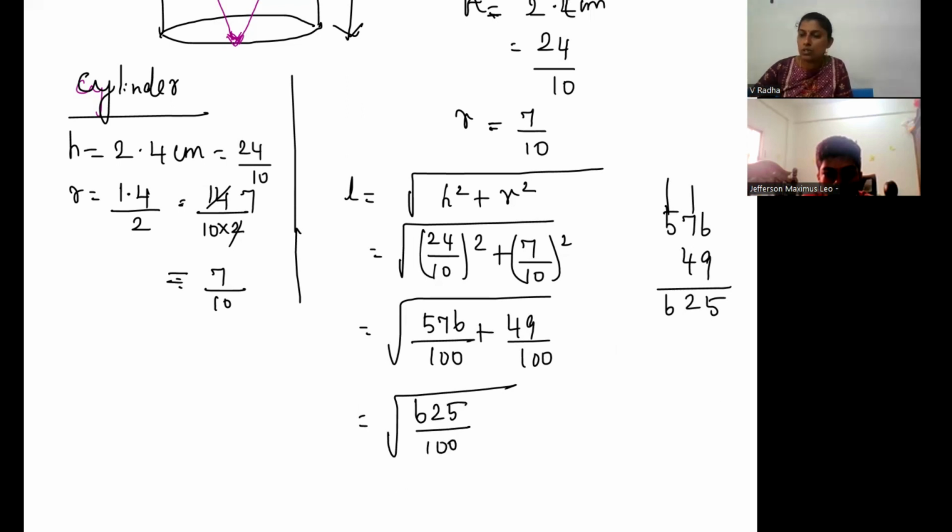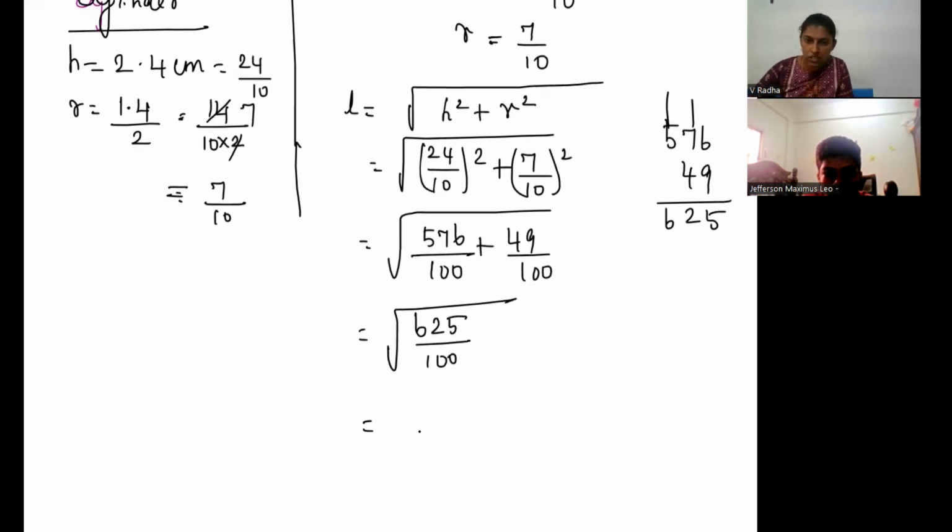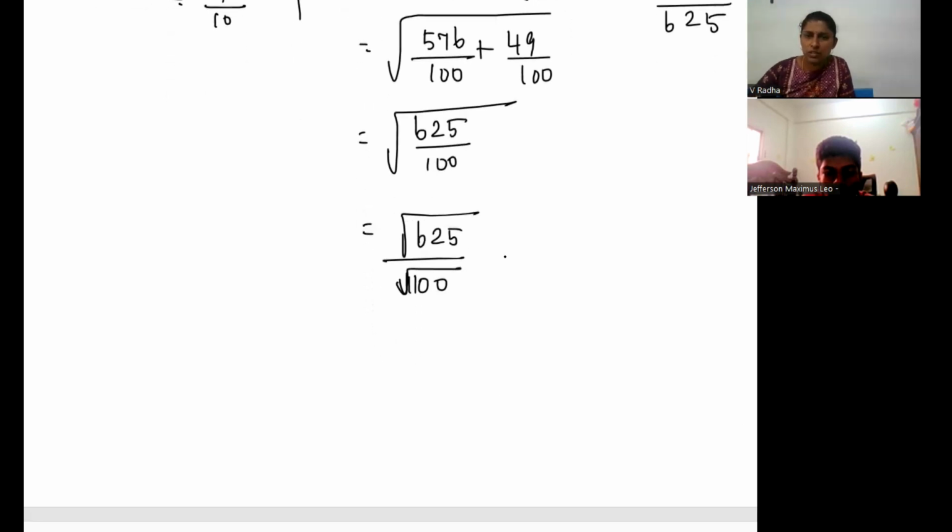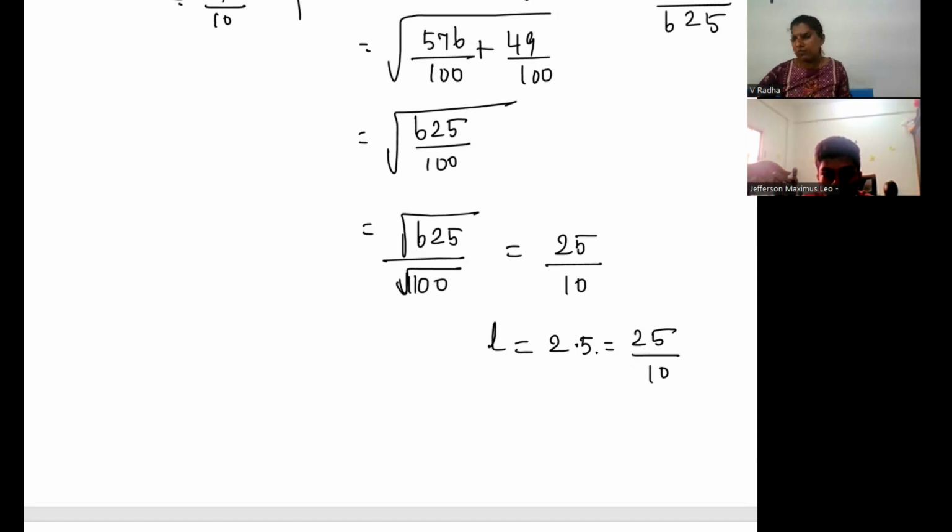We take the square root separately for numerator and denominator. That is easy. So root of 625 by root of 100. What is the square root of 625? 25, good. The root of 100 is 10. So 25 by 10 is 2.5. So l is 2.5, that is equal to 25 by 10. In our calculation, which one is easy? Either we substitute 2.5, otherwise 25 by 10. Both are good. Now, go to the main calculation part, the surface area of the remaining solid.